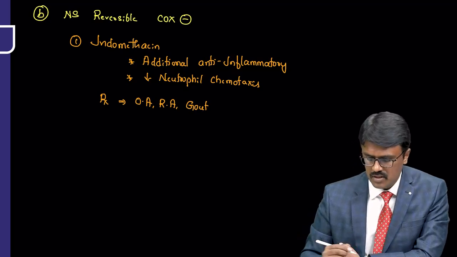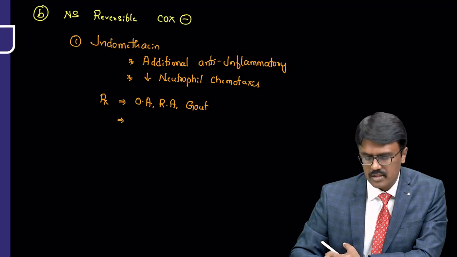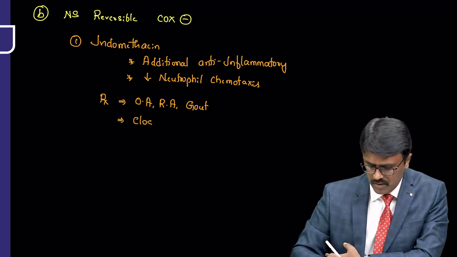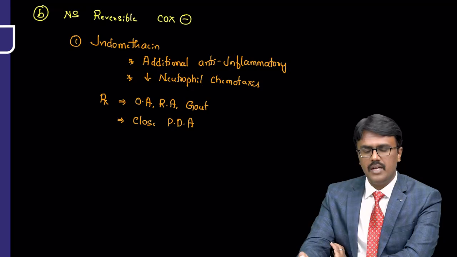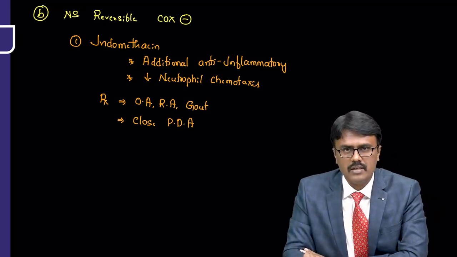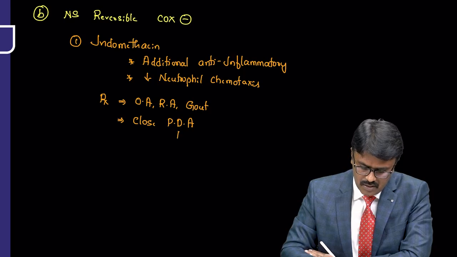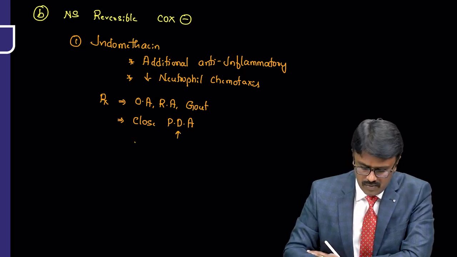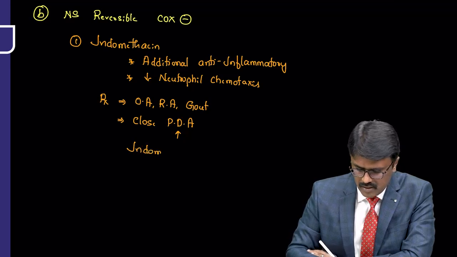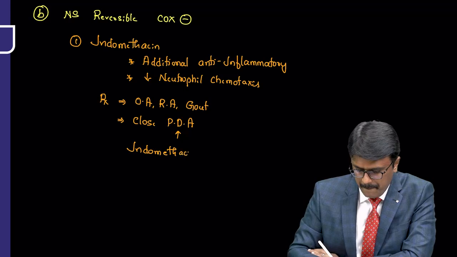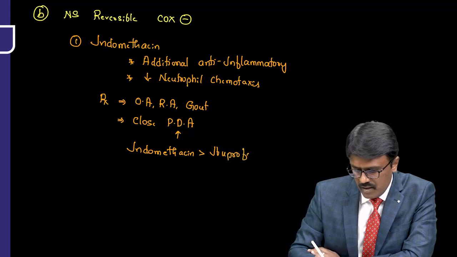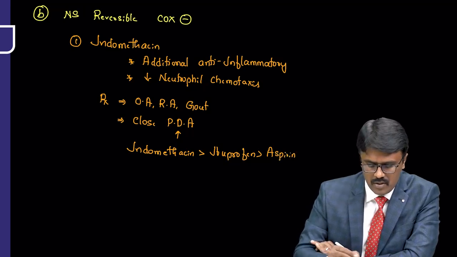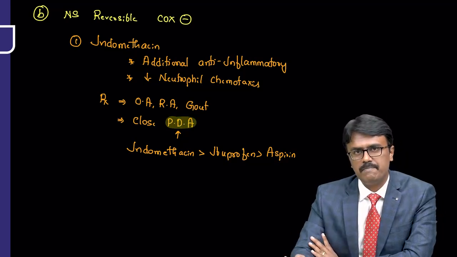So indomethacin is used in osteoarthritis, rheumatoid arthritis as well as gout, and also it is used to close patent ductus arteriosus. Very, very important point. Whenever you come across patent ductus arteriosus, to close it, we have drugs. There are 3 drugs commonly used: indomethacin. If that is not there in the option, we have ibuprofen. If that is not there, aspirin. These are the drugs available to close patent ductus arteriosus.